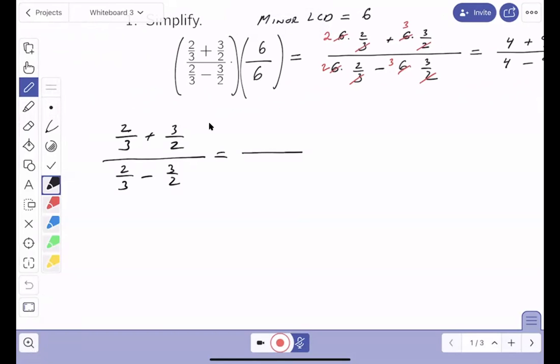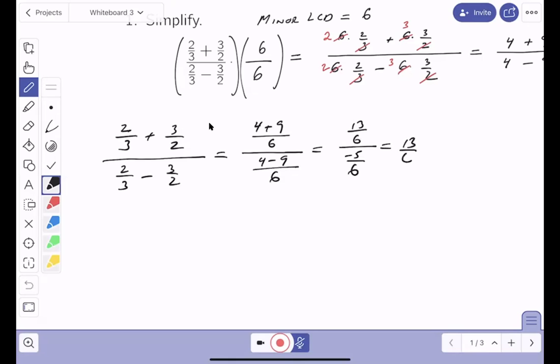Do the arithmetic on top, and that would be a common denominator of 6. And what would you get over there? 4 plus 9. Do the arithmetic on bottom, common denominator would be 6. What do you get there? You would get 4 minus 9. You should see some similarities between these two methods. This would be 13 over 6. This would be minus 5 over 6.